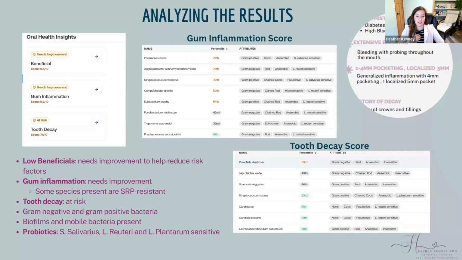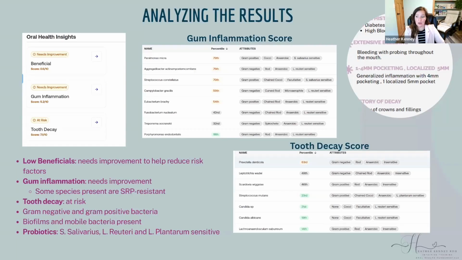So diving into this person's test results, I did bring the health history forward so we could remind: diabetes, high blood pressure, extensive bleeding. We have mostly 4 millimeters and 1 5 millimeter pocket. We have low beneficial bacteria. We are high or needs improvement in the gum inflammation. She is at risk for tooth decay. Just looking at the base oral health insights there. So she's at risk for decay, and she's had decay in the past, so we want to bring that down.